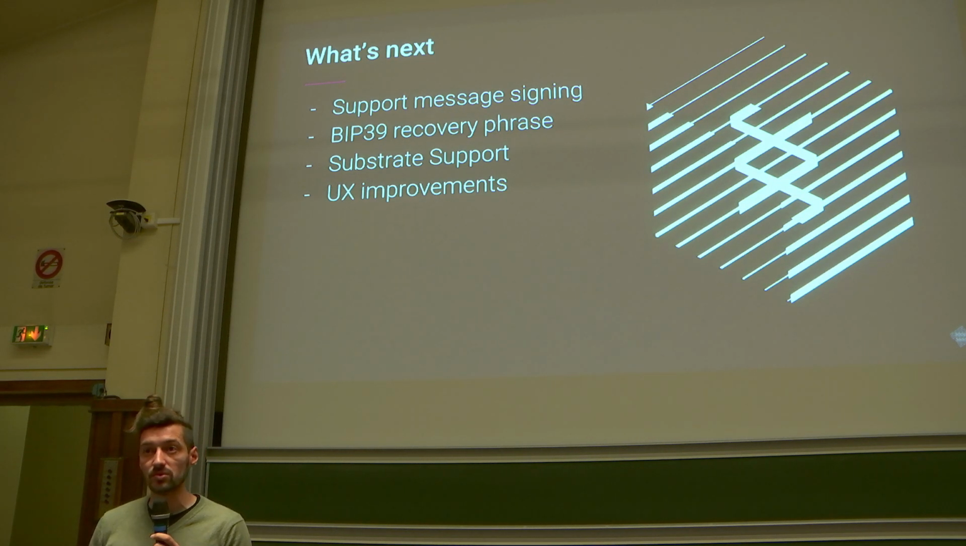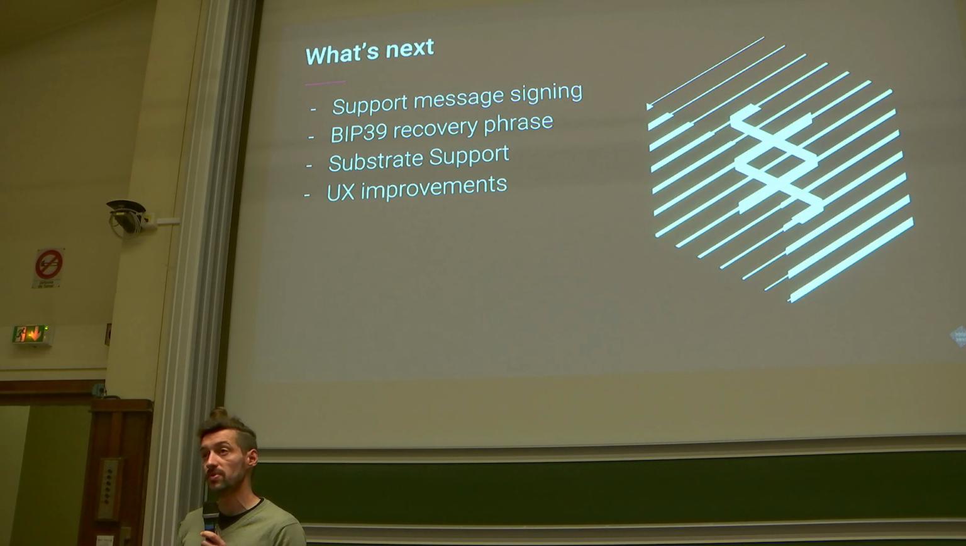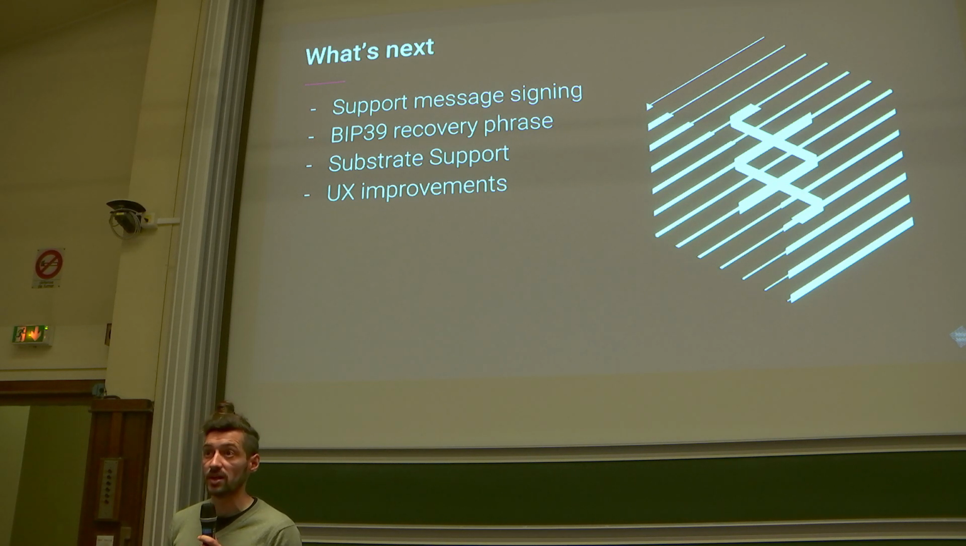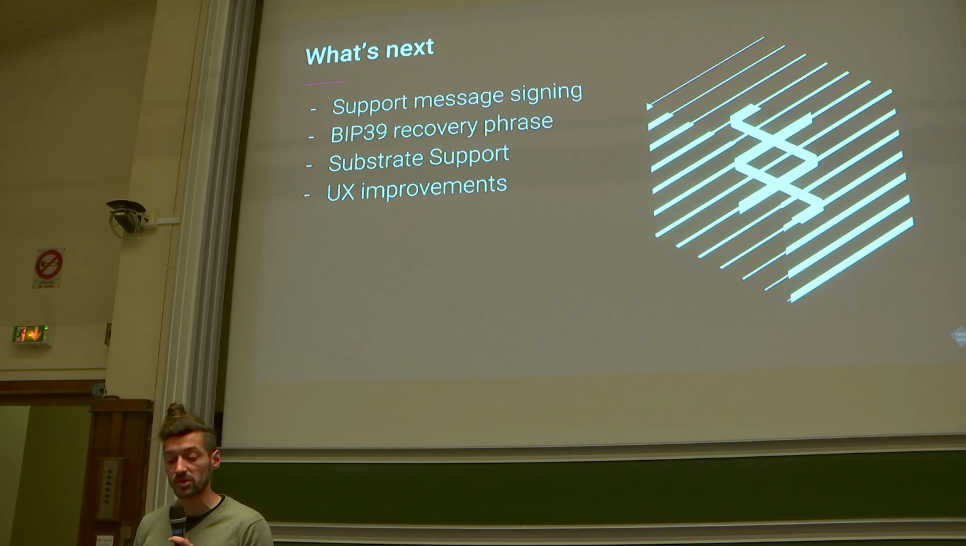What we want to do next, as you saw, it's really simple. You can use it with Ropsten, with Kovan, and so mostly with Ethereum today. We want to have some Substrate support in the future. We want to support message signing. This is actually already possible with the version that I showed you. That's master from today. And we want to have the BIP39 recovery phrase, which we didn't have before.